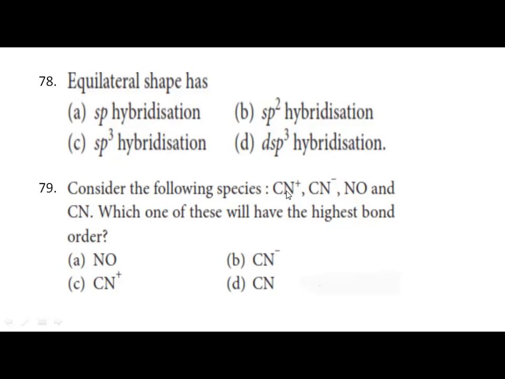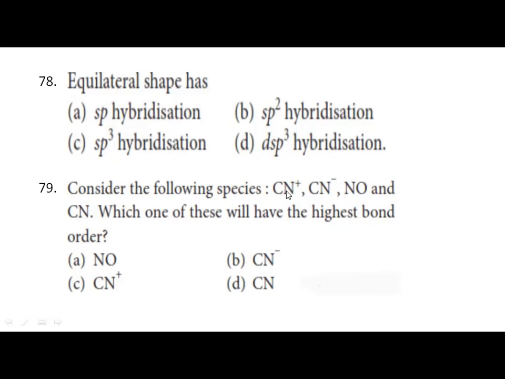When a neutral molecule is asked, write the molecular orbital electronic configuration directly. If it is an ion, whether cation or anion, it differs. If it is a cation, you should remove the electrons. If it is an anion, you should go on adding electrons, and adding also follows all three principles: Aufbau principle, Pauli's exclusion principle, and Hund's rule of maximum multiplicity.